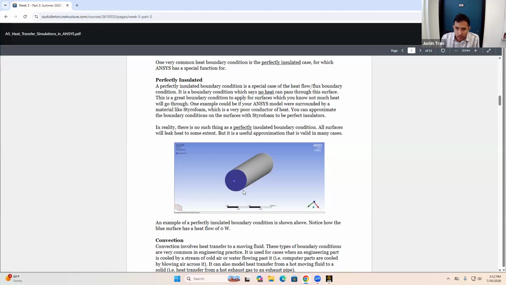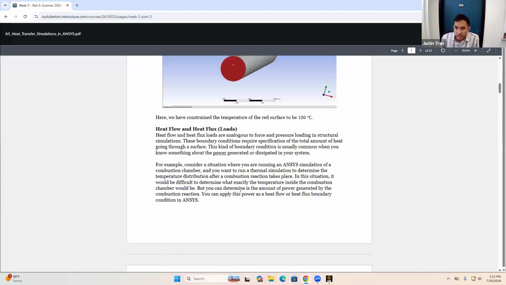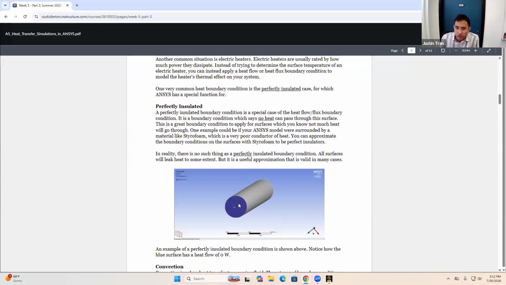So for instance, for this diagram here, we've specified this face. I know it looks similar to this one, but you can consider this as the other end of that cylinder. We've specified this as perfectly insulated, so no heat can enter or leave the geometry from this face right here.